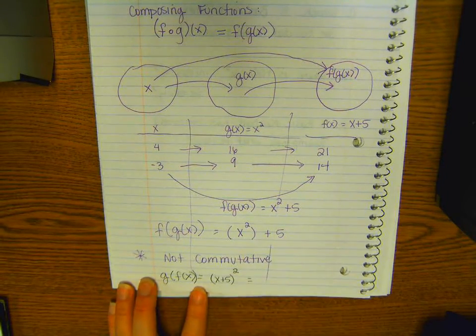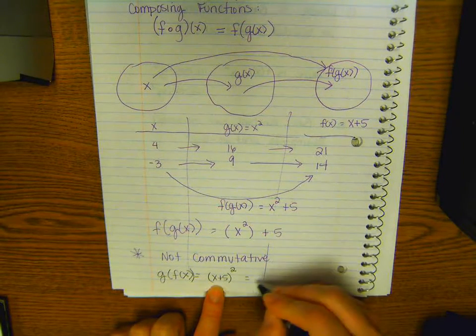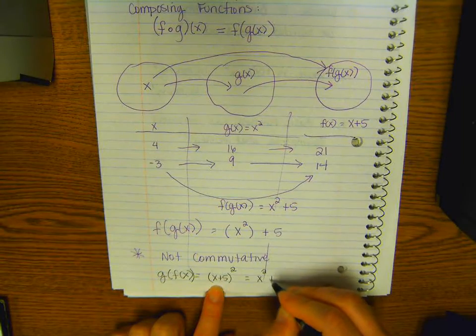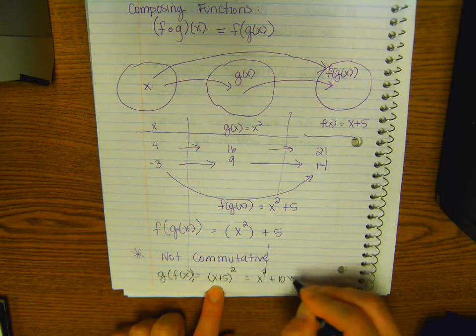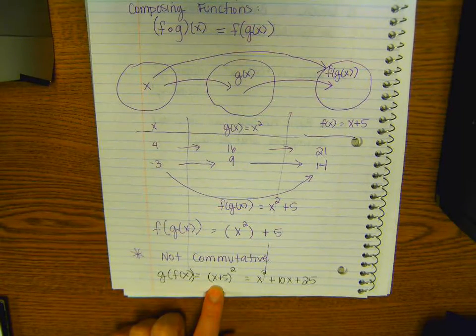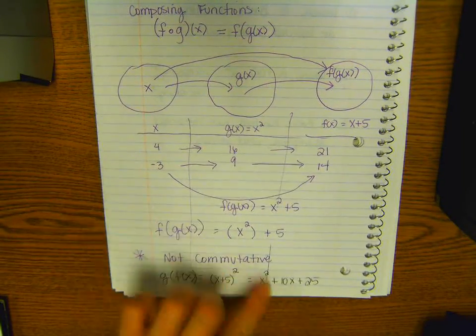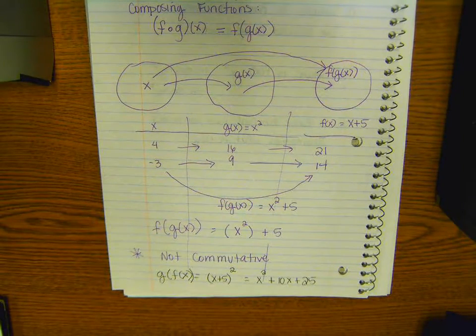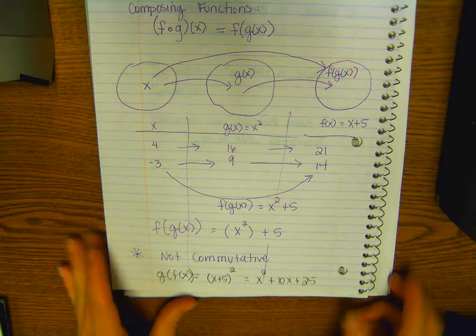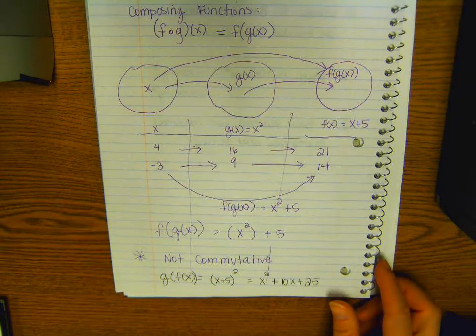If I were to simplify this, x plus 5 squared is x plus 5 times x plus 5, right? It wouldn't be x squared plus 25, it would be that. All right, so we can see that these two are not the same thing, not commutative. Cool. Let's try one with some basic functions.